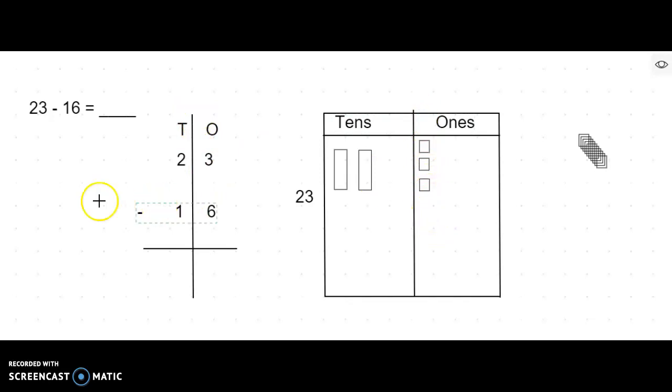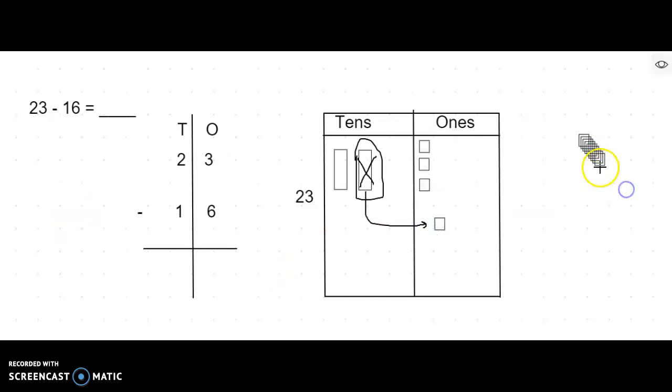So now what I need to do is regroup. And remember, in subtraction, I regroup by breaking apart a 10. So I'm going to take this 10 and I'm going to cross it out. I'm going to break this 10 apart and I'm going to move it into here and represent it as 10 ones.